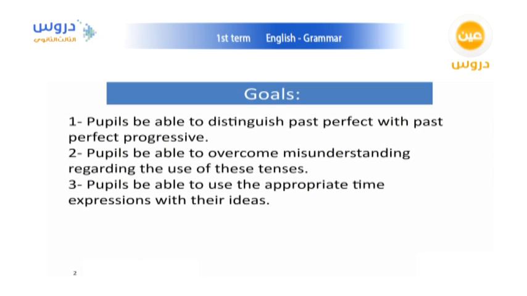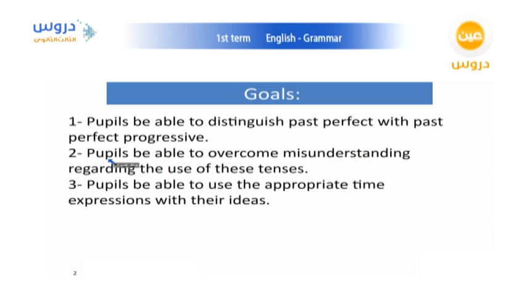The first thing, what are the goals for this class? As it's mentioned here, number one, the students will be able to distinguish between past perfect and past perfect progressive. This is the main thing, the first important point in this class. We will differentiate between using a past perfect and a past perfect progressive.